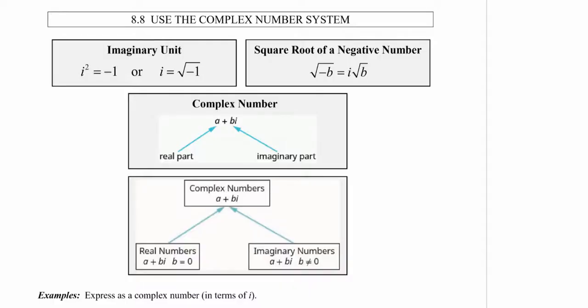So in this section, we're going to introduce you to a new system of numbers called the complex number system. So let me give you just a little bit of background about this. It turns out that in the 16th century, there was an Italian ballistics expert who was working on trying to solve some quadratic and cubic equations.